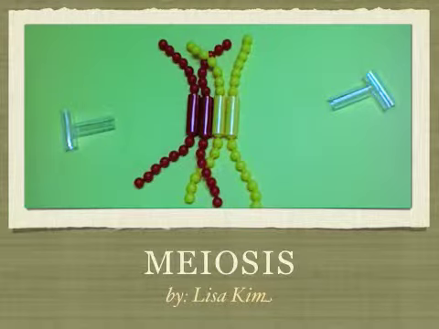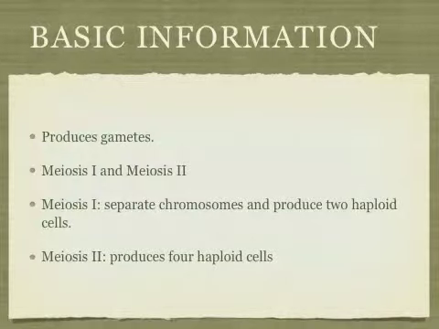Meiosis. Meiosis is a process of cell division that produces gametes. It is divided into two steps, meiosis I and meiosis II. Meiosis I separates the homologous chromosomes and produces two haploid cells, while the purpose of meiosis II is to produce 4 different haploid cells.